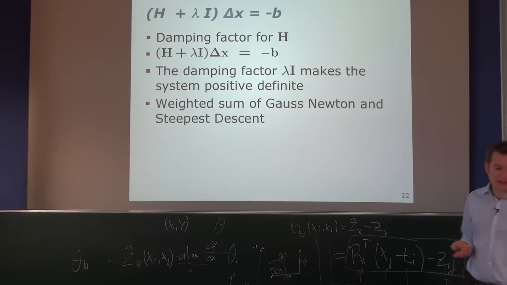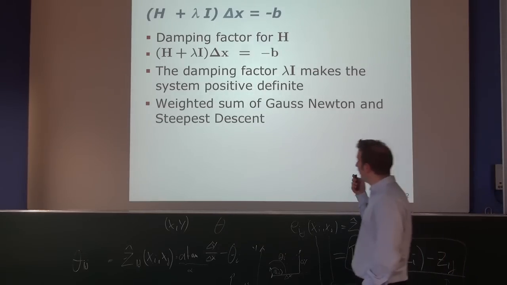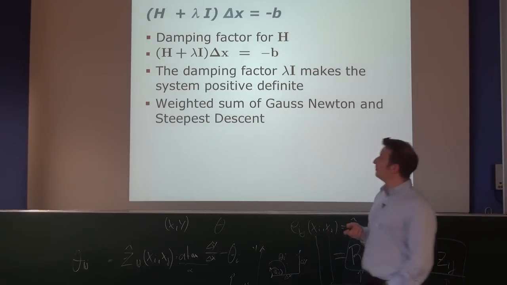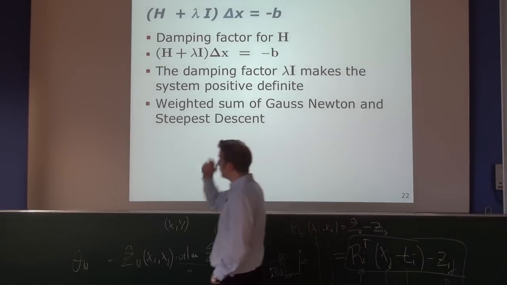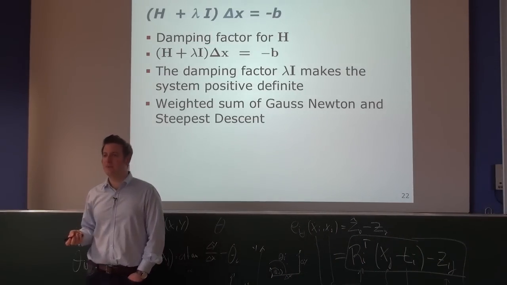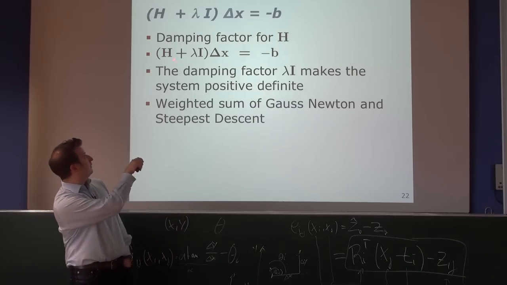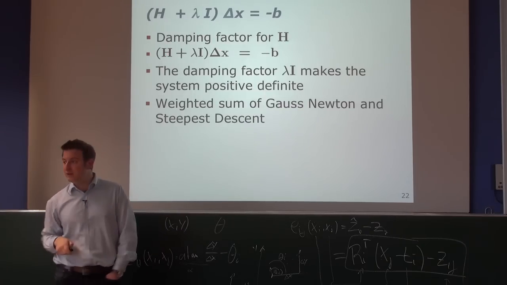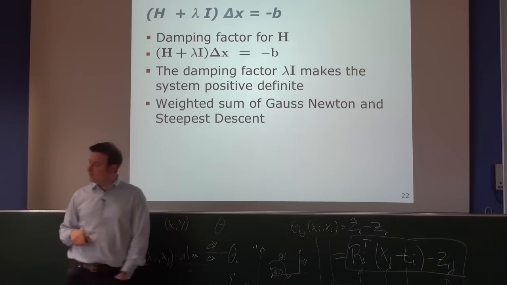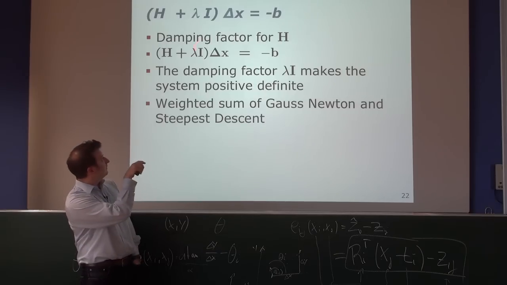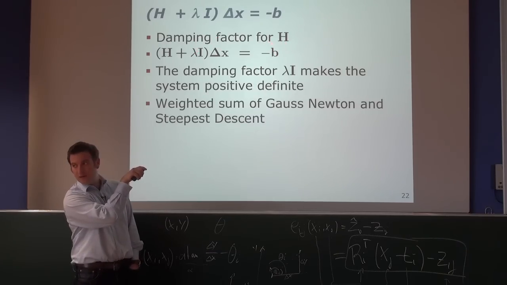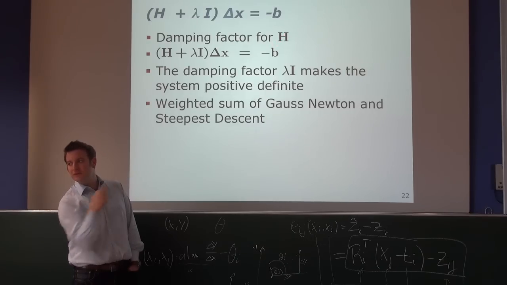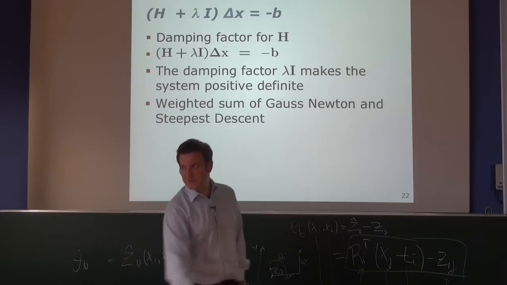So this is a damping factor, and the goal of this damping factor is to make the system positive definite. And what you do when solving the system with this combination is actually a weighted sum between Gauss-Newton, which is H delta x equals minus b, and a steepest descent approach. Because you have the identity matrix here, you have the delta x, and you have the b, and in the b sits the Jacobian. It's the first derivative. So it's actually a form of steepest descent that you execute.